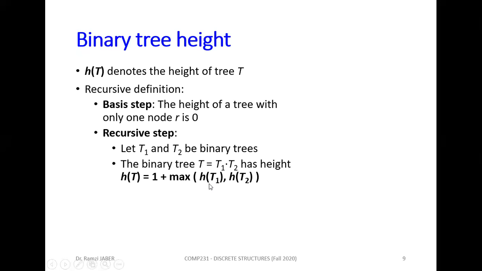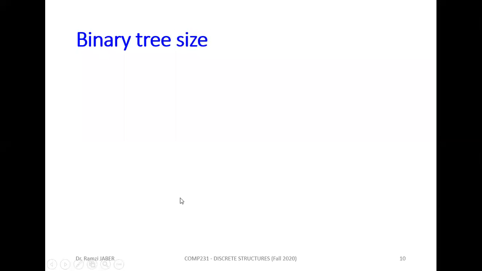1 plus maximum. Okay, this is the definition of the height: 1 plus the maximum between the heights of the trees T1 and T2. Okay, this definition can be generalized to non-binary trees. Also, we can use it in non-binary trees.